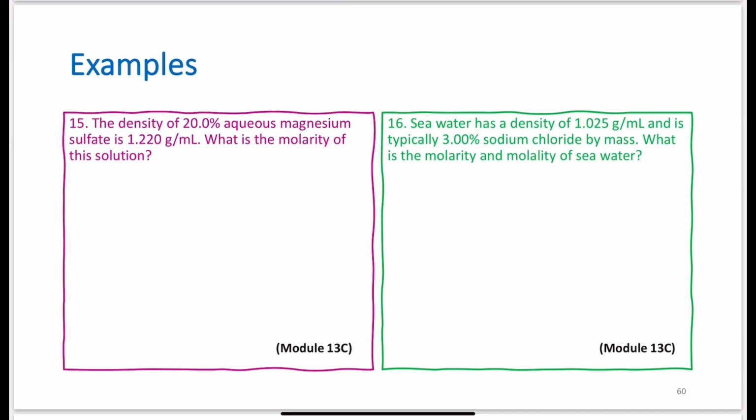Number 15, the density of a 20% aqueous magnesium sulfate solution is 1.220 grams per mL. What is the molarity of this solution? Well, what do we know? What do we want to know? We know that we've got 20%. We know that it's aqueous. We know it's magnesium sulfate. We know the density, and we know what we're trying to find. Aqueous means water.